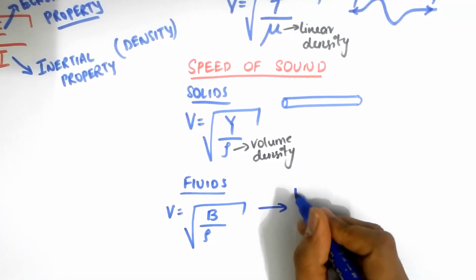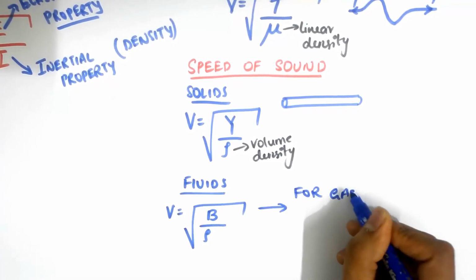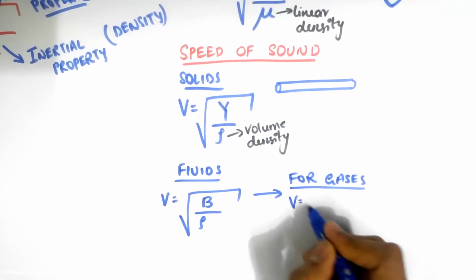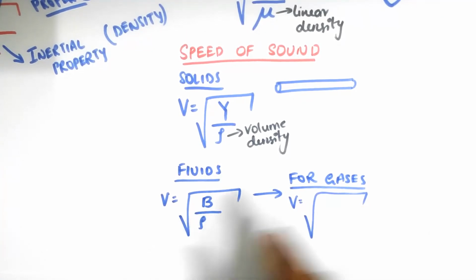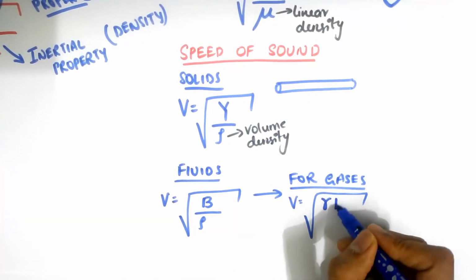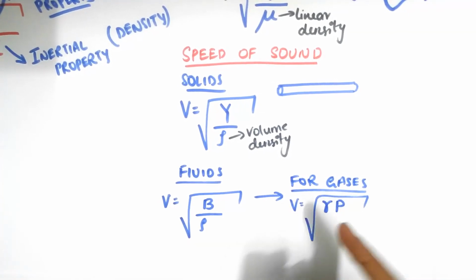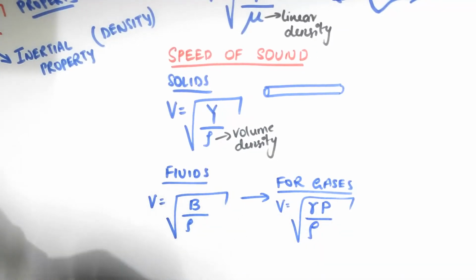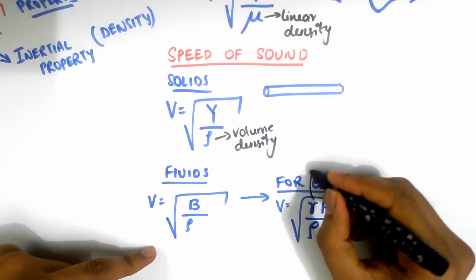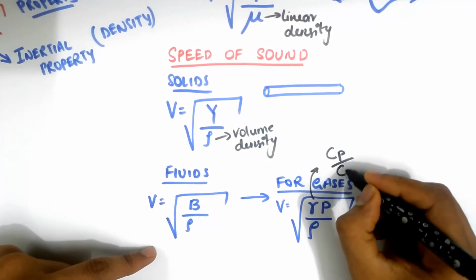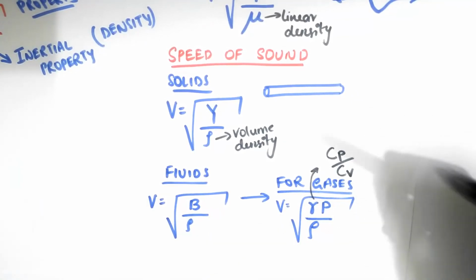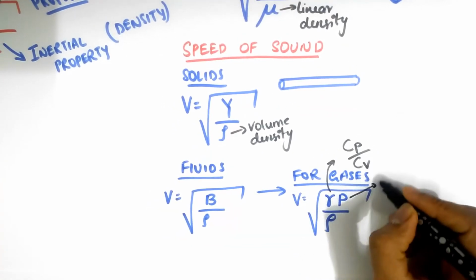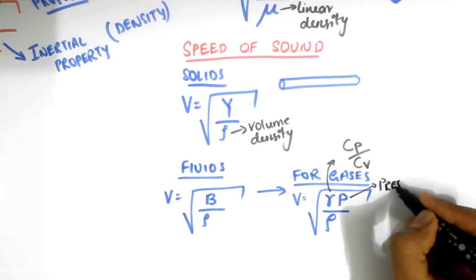So for gases, we can prove that the bulk modulus has to be equal to gamma times P, where P is the pressure and gamma is gamma, divided by rho. What is gamma, you ask me? Well, gamma is the ratio of Cp and Cv. You should know this stuff by now. So it's the atomicity, and P is pressure. That's pressure, good old pressure.